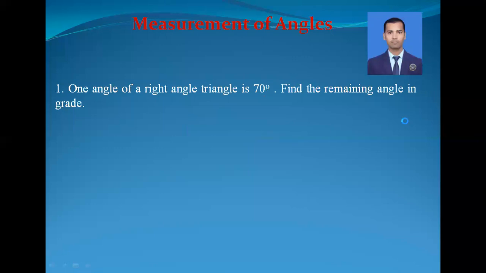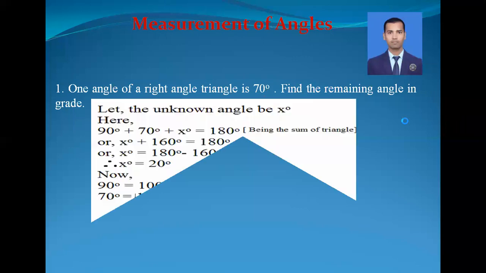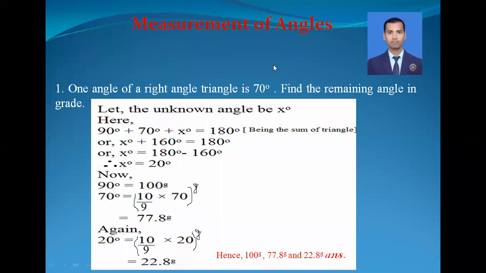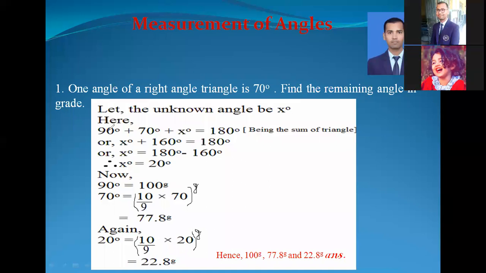We need to look at our screen here. Let the unknown angle be x degree, because we know in the right angle there is an angle of 90 degree and another angle is given to us, that is 70 degree. Only one angle is not given to us, so we suppose it is x degree. After adding all these angles, according to the sum of a triangle, we have 180 degree. I think you have learned this already in your previous class.